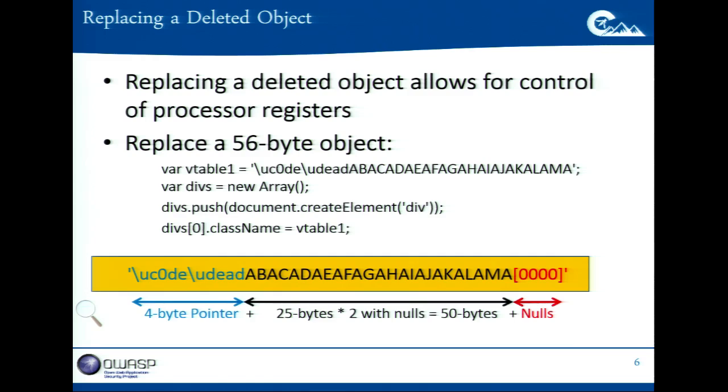We want dead code to be loaded into the designated register. Then we allocate memory here in the second line. Down here at the bottom, you can see we assign it equals vtable 1, so we're able to get that allocation that we want and fill it with exactly what we want.